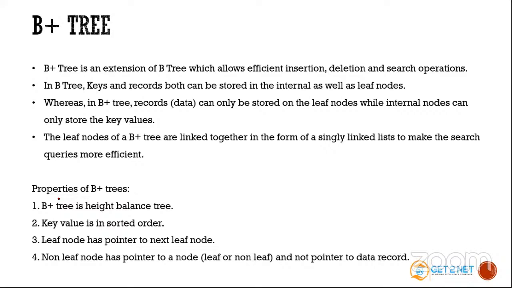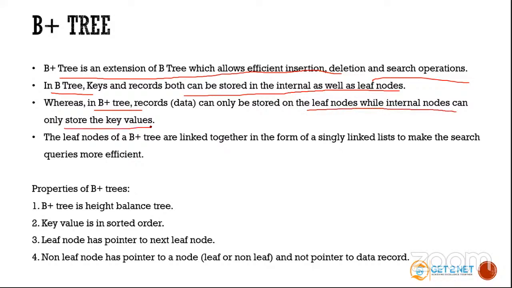What is a B plus tree? Let's learn. This is our last part only. Just have some patience. A B plus tree is an extension of B tree which allows efficient insertion, deletion, and search operations. In a B tree, keys and records both can be stored in the internal as well as leaf nodes. Whereas in a B plus tree, records can only be stored in the leaf nodes while internal nodes can only store the key values.